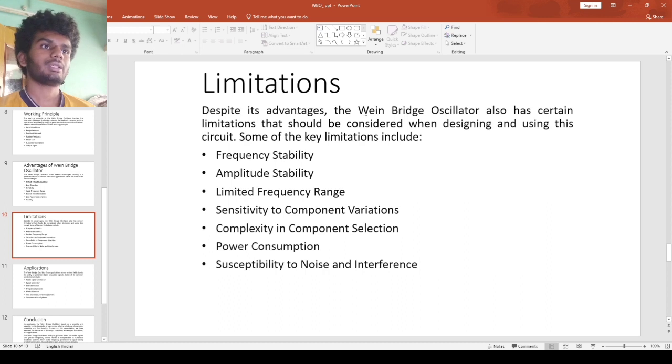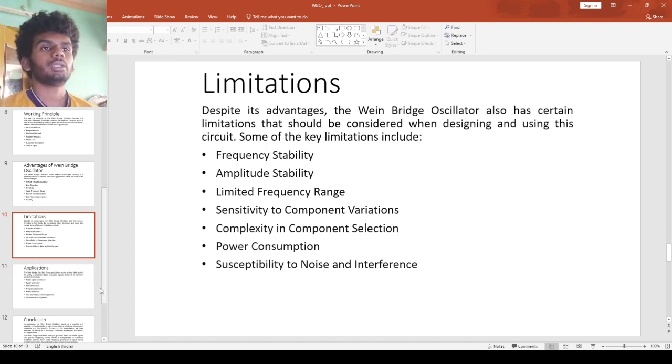In limitations, despite its advantages, the Wien bridge oscillator also has certain limitations that should be considered when designing and using this circuit. Some of the key limitations include frequency stability, amplitude stability, limited frequency range, sensitivity to component variations, complexity in component selection, power consumption, and susceptibility to noise and interference. These are not disadvantages, as we have covered most of these topics in advantages. They are just limitations. Frequency stability is limited in this type of circuit; it maintains stability, but it's limited. Amplitude stability is present, but limited. It has a number of frequency ranges, but not all.